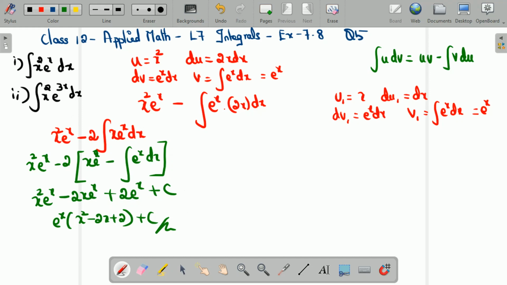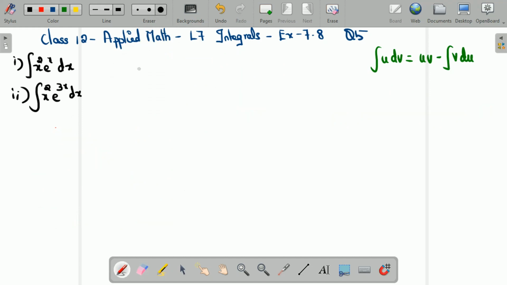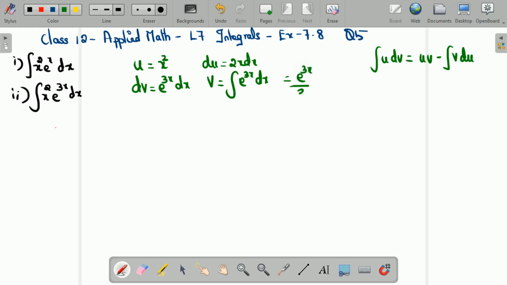Now let's take up the second subdivision. So let's identify u. U is going to be x squared. So in this case, du is equal to 2x dx. The same as in the first subdivision. Now dv is going to be e power 3x dx, which means v is equal to integral e power 3x dx, which is e power 3x divided by 3.